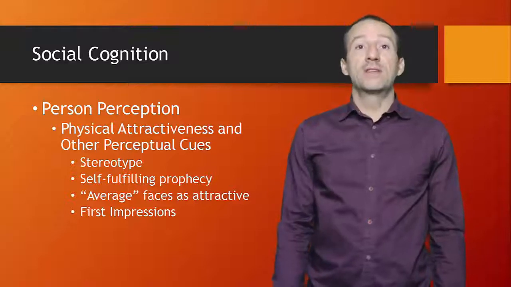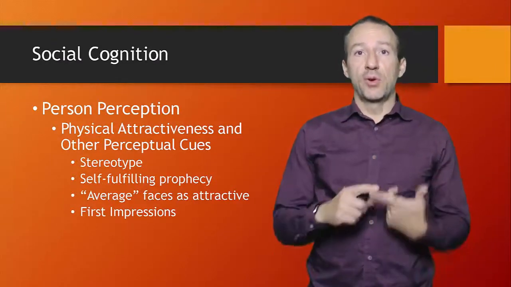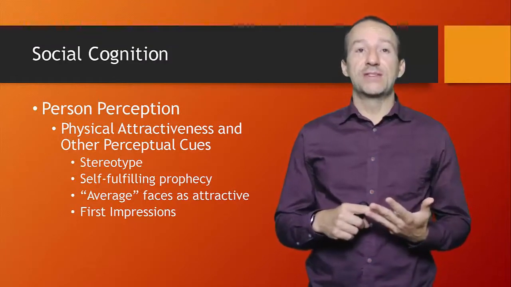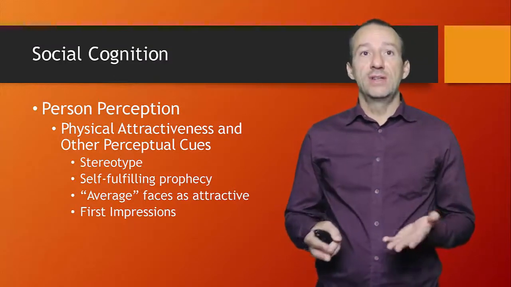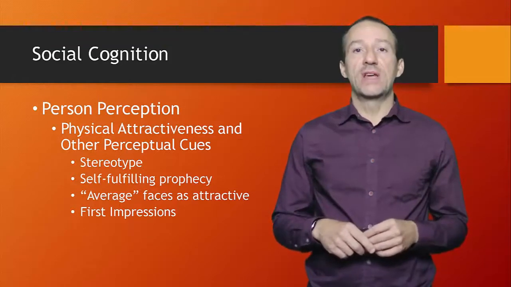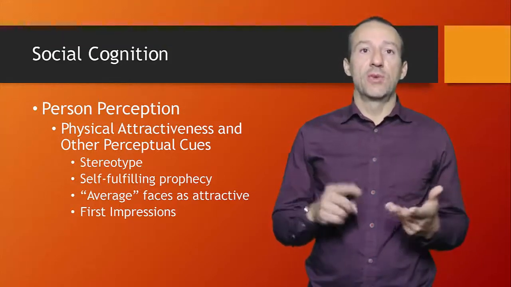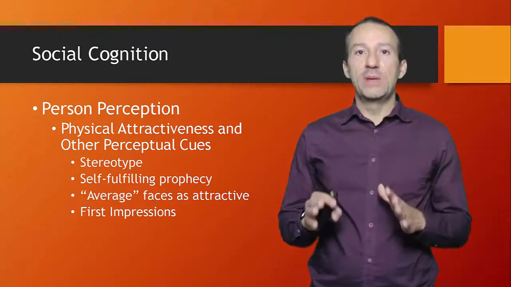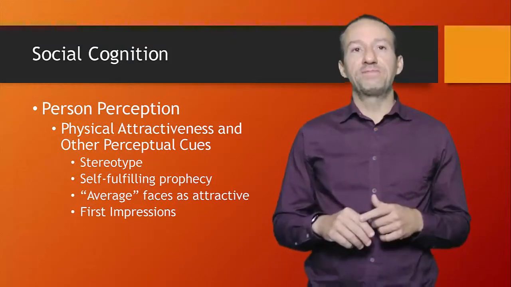There are 4 slides for social cognition in which we will cover person perception, attribution, the self as a social object, and attitudes. Social cognition is an area of social psychology that explores how people select, interpret, remember, and use social information. Basically, how do people think in social situations?